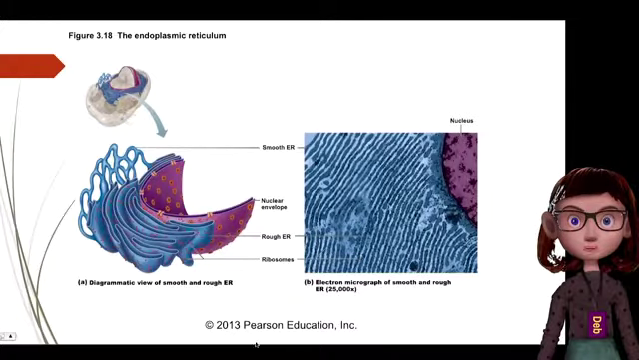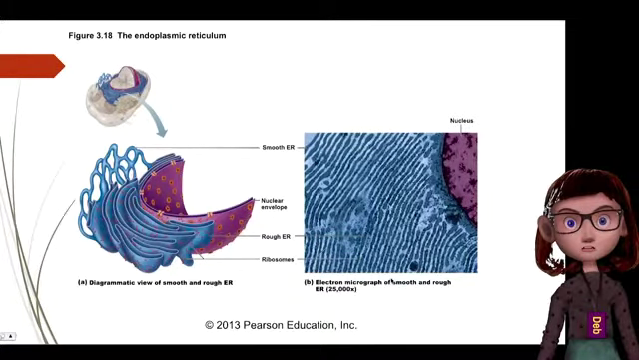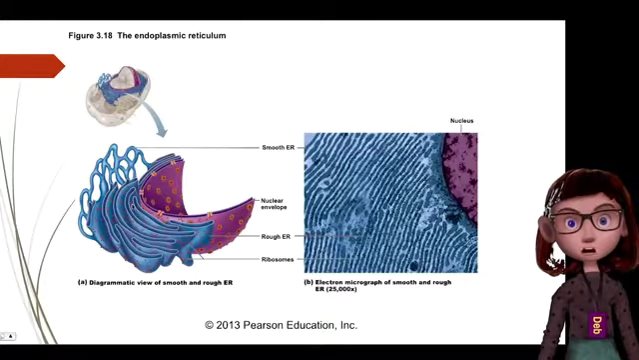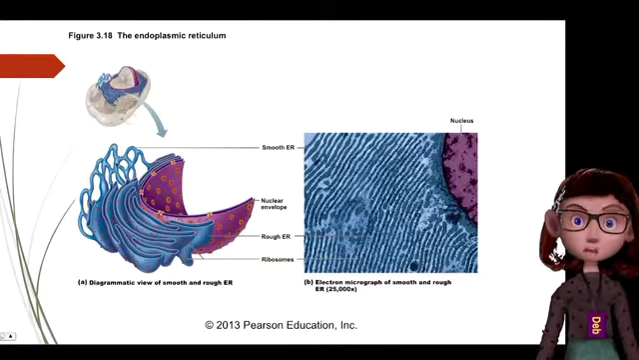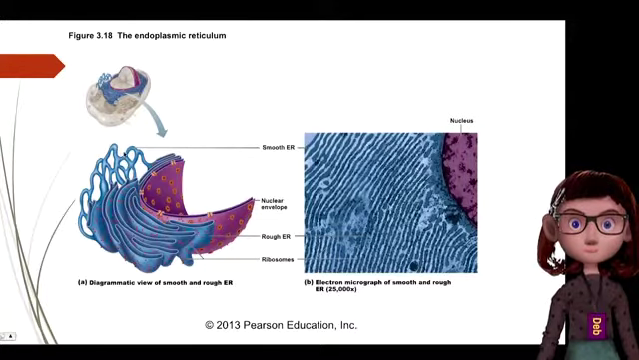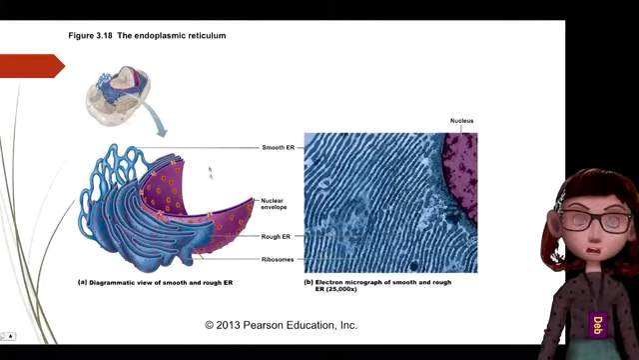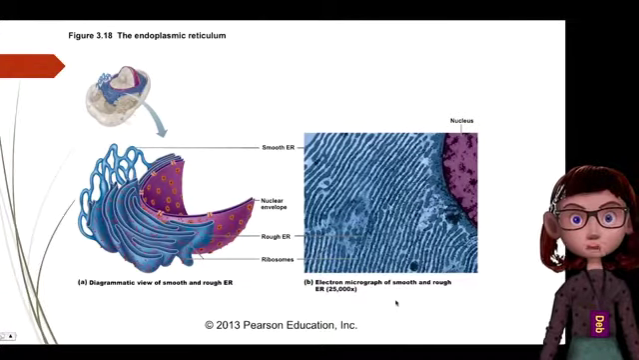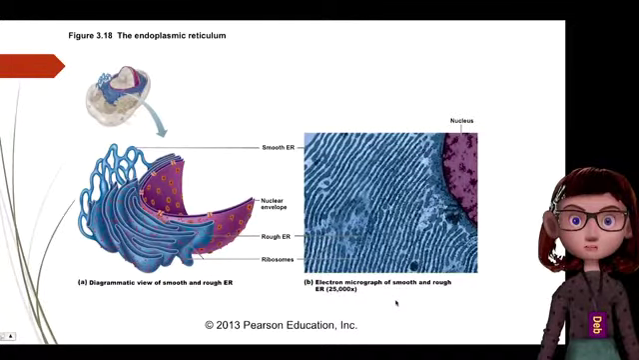And here is a photomicrograph that's colorized. You can actually see the rough ER studded with ribosomes here, and this would represent the smooth ER. Here's a little diagrammatic view or a cartoon drawing, and this one is the actual electron micrograph.